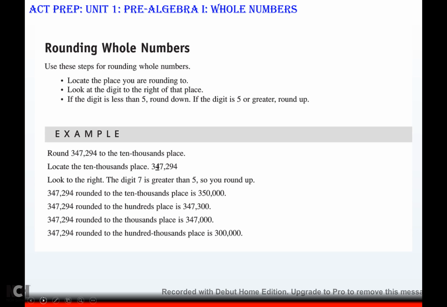Alright, so if you're rounding whole numbers, it says use these steps for rounding whole numbers. Locate the place you are rounding to. Look at the digit to the right of that place. If the digit is less than 5, round down. I don't like that language.